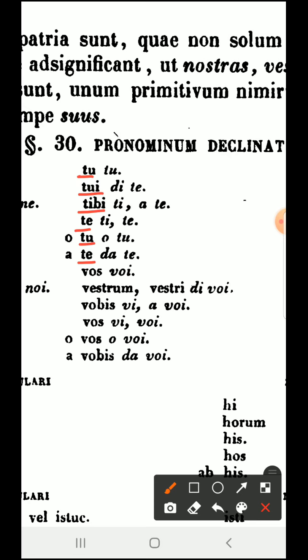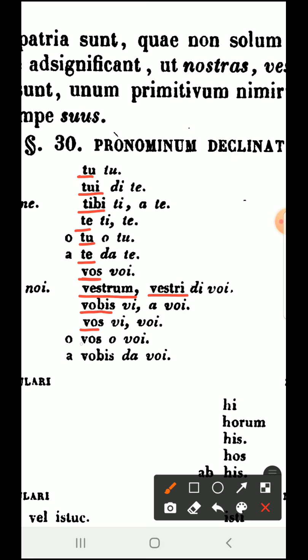And then just like in the first person, we have a plural second person. The nominative for the plural of the second person personal pronoun is vos, which means you all. We'll say you all to remember that this is plural. The genitive of the plural is vestrum or vestri, and that means of you all. Then we see the dative vobis, which means to or for you all. The accusative vos, which means you all.